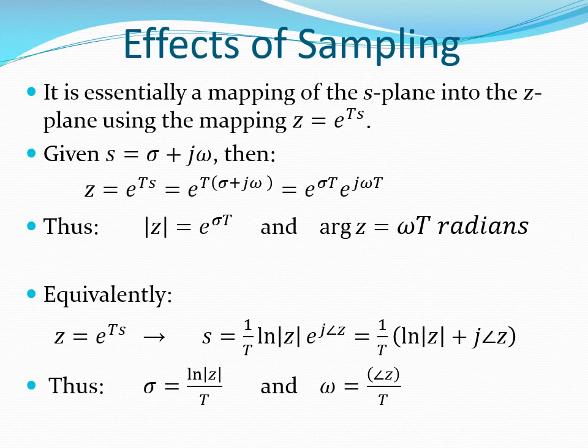If we make s the subject of the formula in z equals e to the Ts, we find that the real part sigma is equal to ln of the magnitude of z over T, and the imaginary part omega is equal to the argument of z over T.